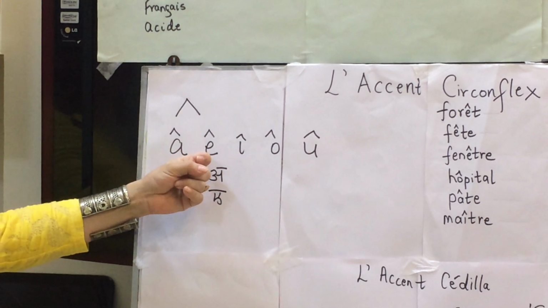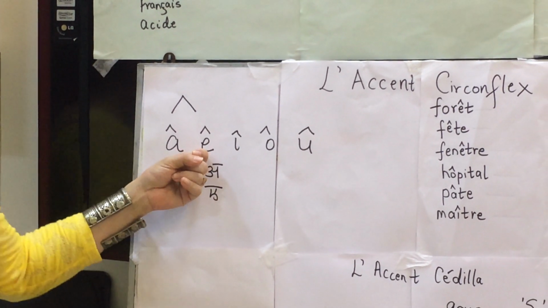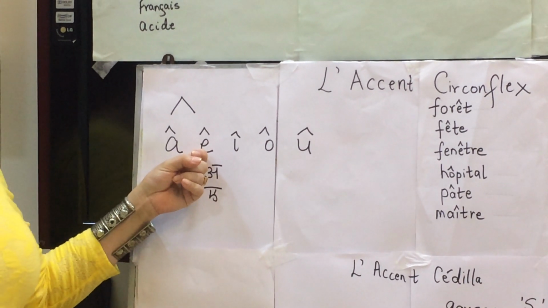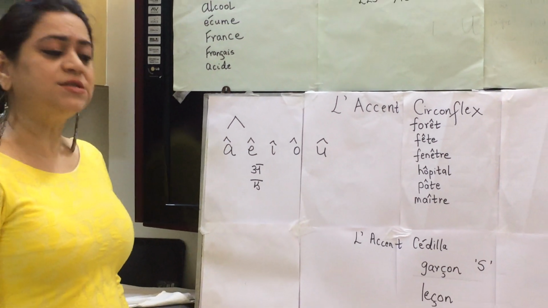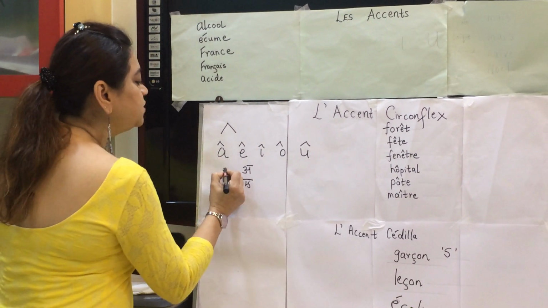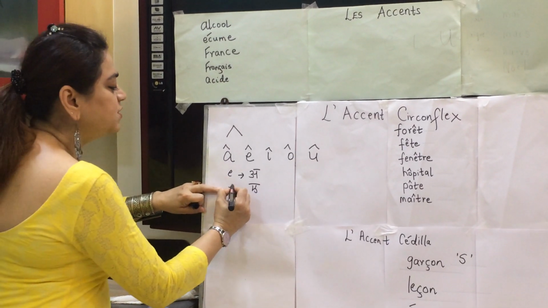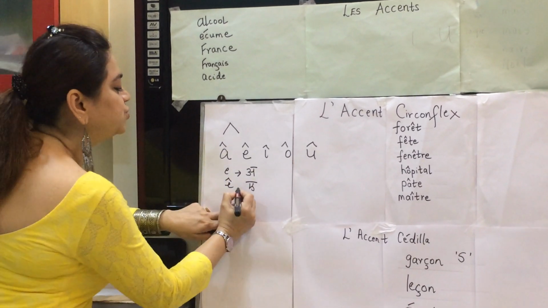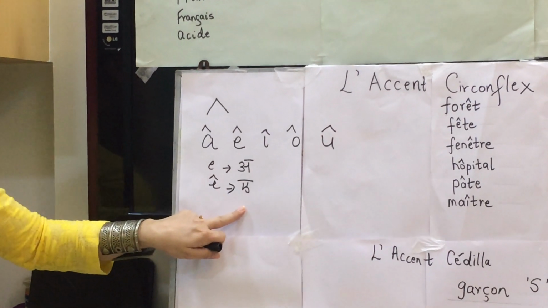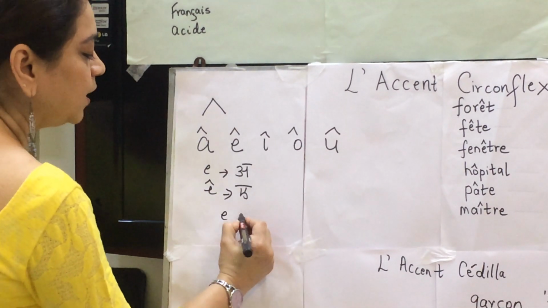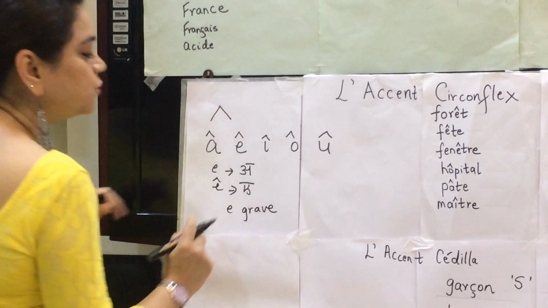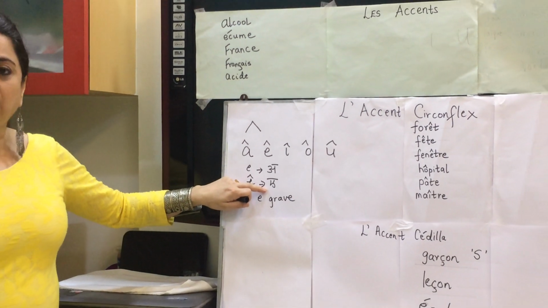Now, when we take the alphabet E as in English, in French it is pronounced as E. When you have the circumflex, the sound changes to E. Just like the E grave. E grave, we had seen earlier also, was sounding as E.